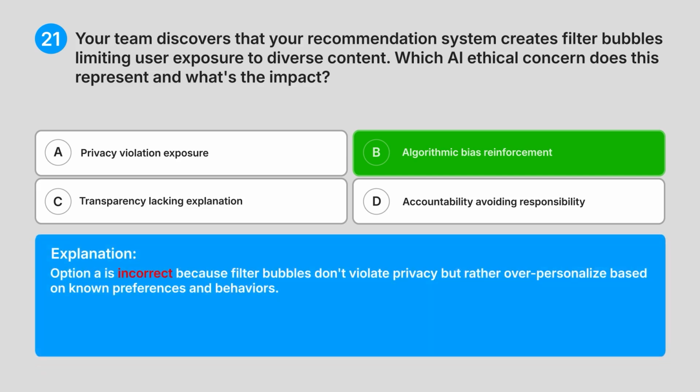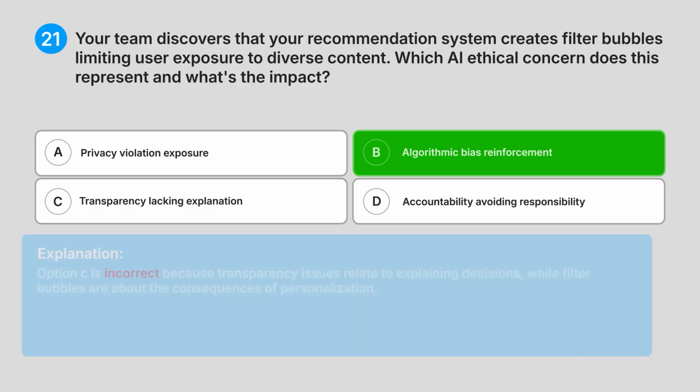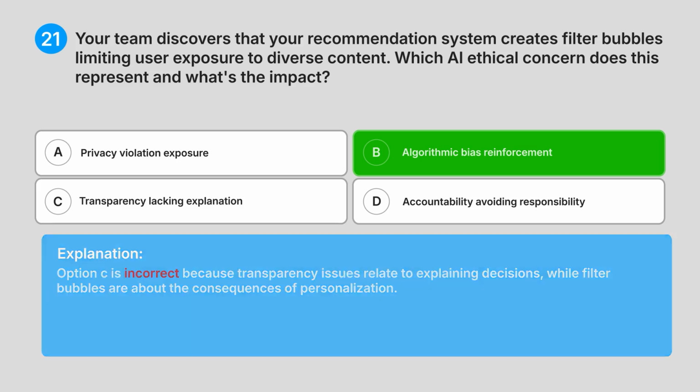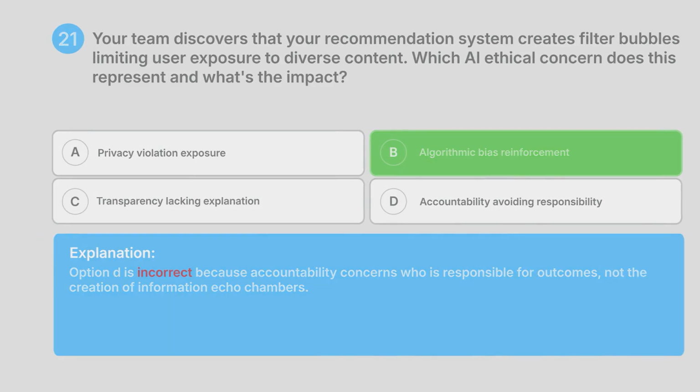Option A is incorrect because filter bubbles don't violate privacy, but rather over-personalize based on known preferences and behaviors. Option C is incorrect because transparency issues relate to explaining decisions, while filter bubbles are about the consequences of personalization. Option D is incorrect because accountability concerns who is responsible for outcomes, not the creation of information echo chambers.